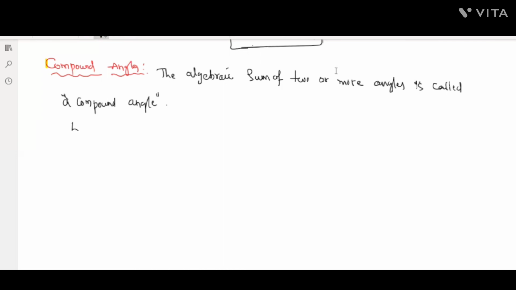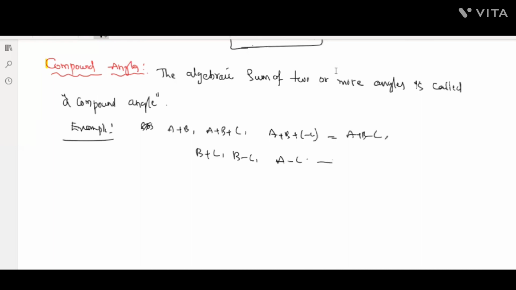For example, A plus B, A plus B plus C, A plus B minus C, B plus C, B minus C, A minus C. These are all called compound angles, that is, the algebraic sum of two or more angles.